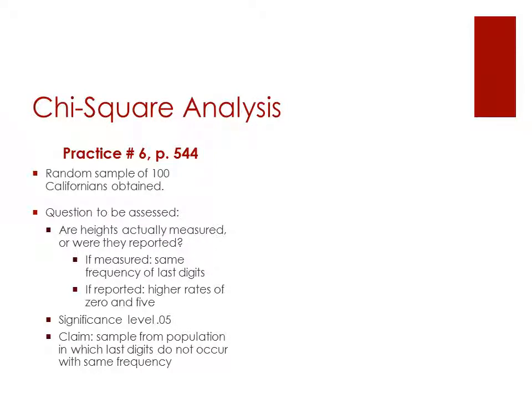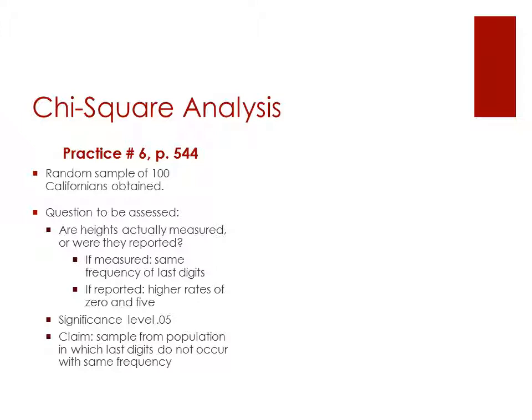Okay, so let's move into looking at our first problem for chi-square. We're going to take a critical value approach to solving this problem and connecting it back with some of the different examples we were discussing we use the chi-square for. What you're looking at here is we're looking to assess whether or not data has actually been measured versus recorded. So what we're looking at here is practice problem number 6 on page 544.